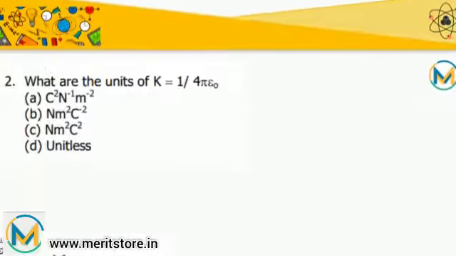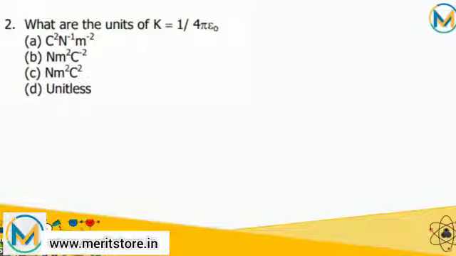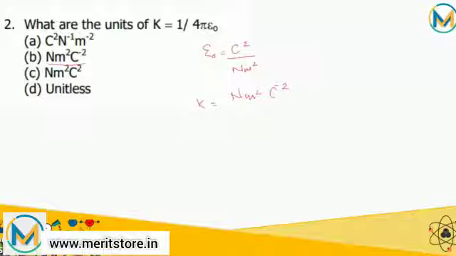Moving towards the next question. What are the units of K is equal to 1 upon 4 pi epsilon naught? Now the unit of epsilon naught is C square upon Newton meter square. Therefore the unit of K is Newton meter square coulomb per coulomb square. Now looking towards the options, we have Newton meter square per coulomb square in option B, and thus the correct answer for this question is option B.